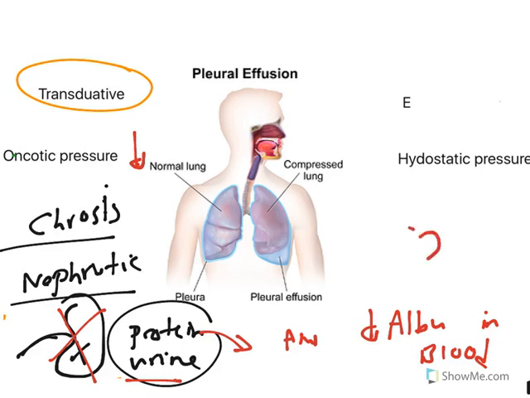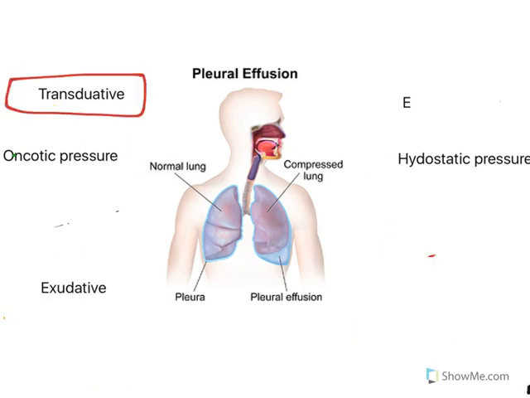So we said heart failure will cause high hydrostatic pressure, and a problem with protein production will cause the oncotic pressure to be low. So the first reason for pleural effusion is transudative; the second reason is exudative.